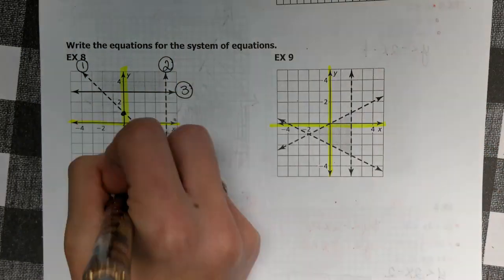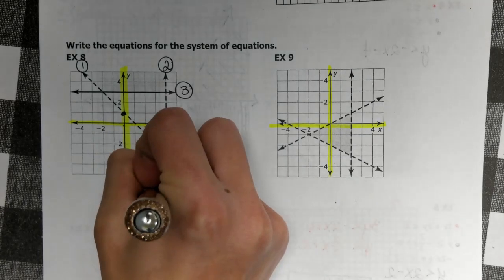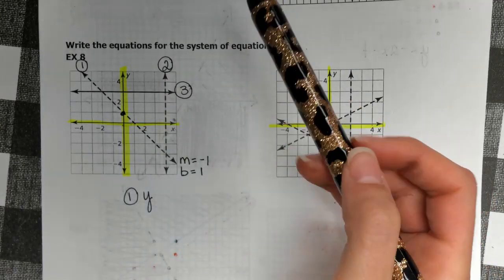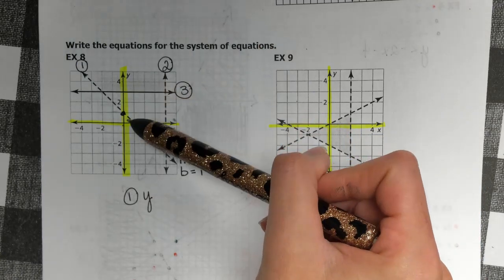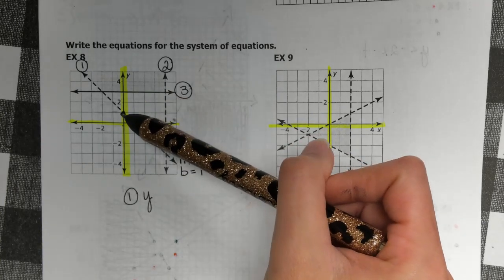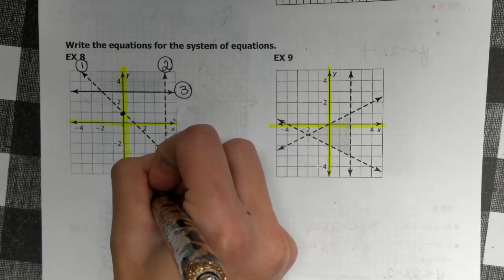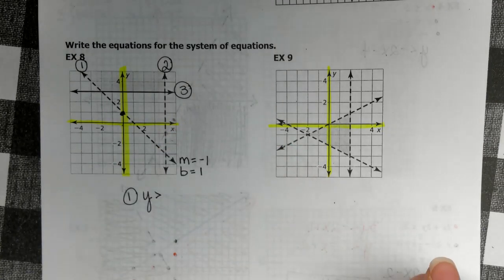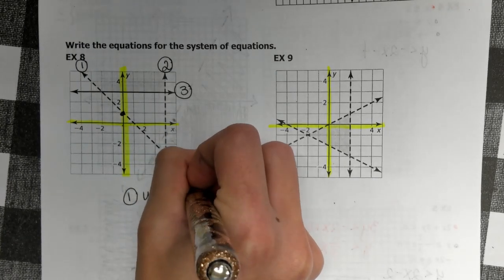So for my first inequality, I know it's going to be y. To get my inequality symbol, I need to look at my shaded region in terms of this diagonal line. Is the shaded region above or below that line? It's above, so that means my inequality symbol would be greater than. And then my mx plus b, -1x plus 1.